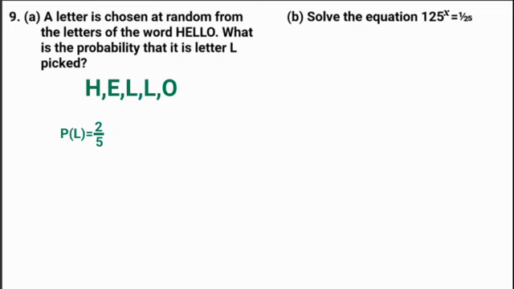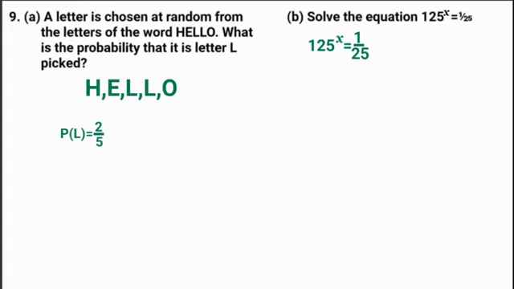Now let's go to question 9B. Question 9B is: solve the equation 125 raised to the power of x is equal to 1 over 25. The first thing I'm going to do is rewrite the equation. So that's the equation.